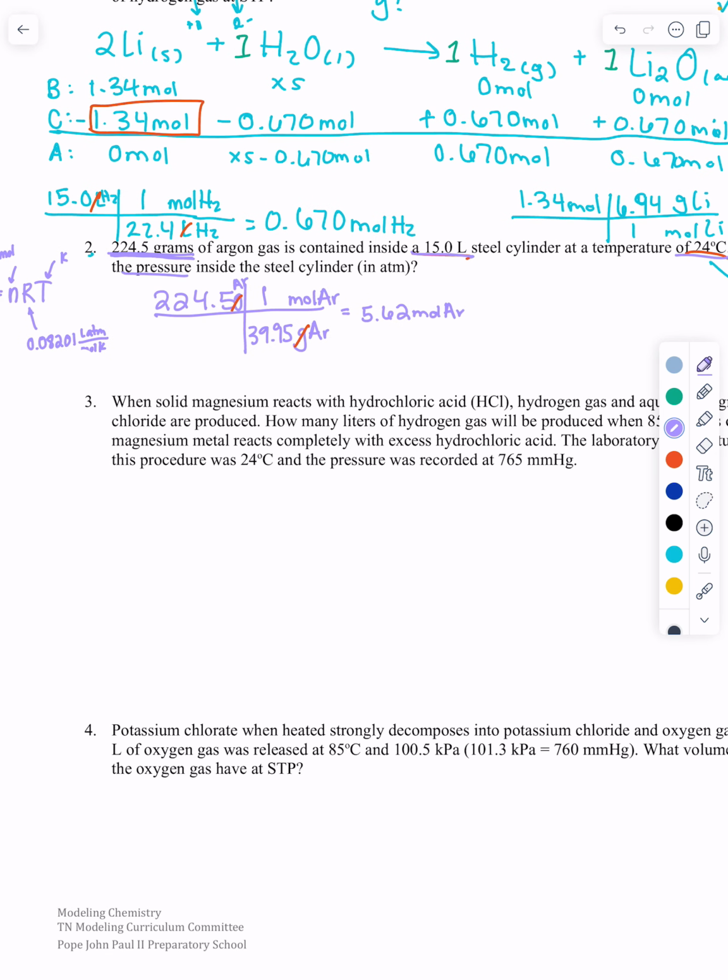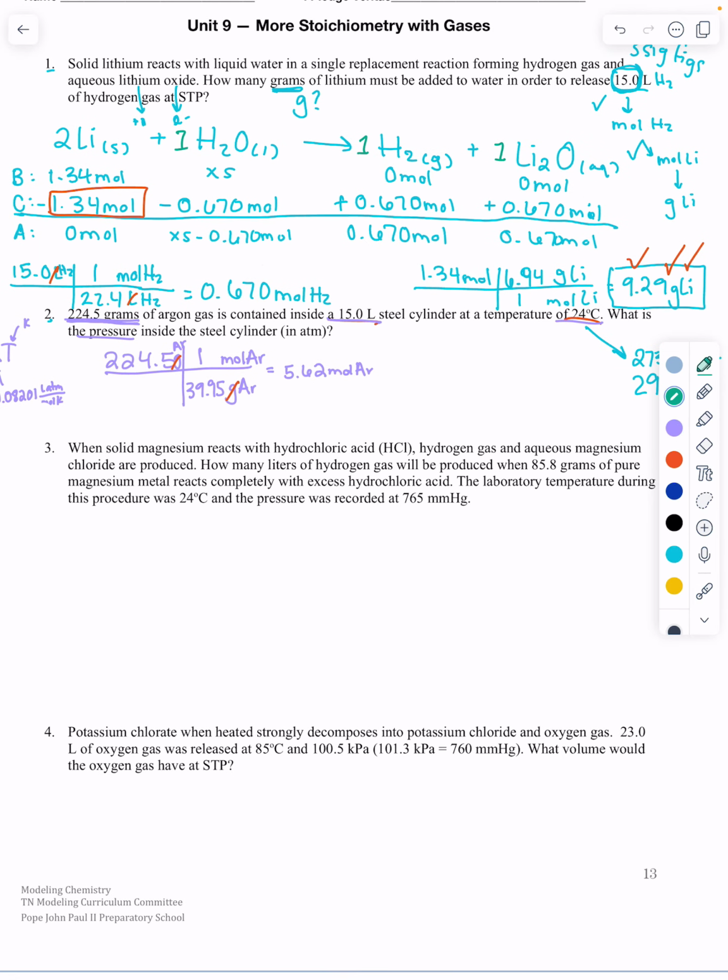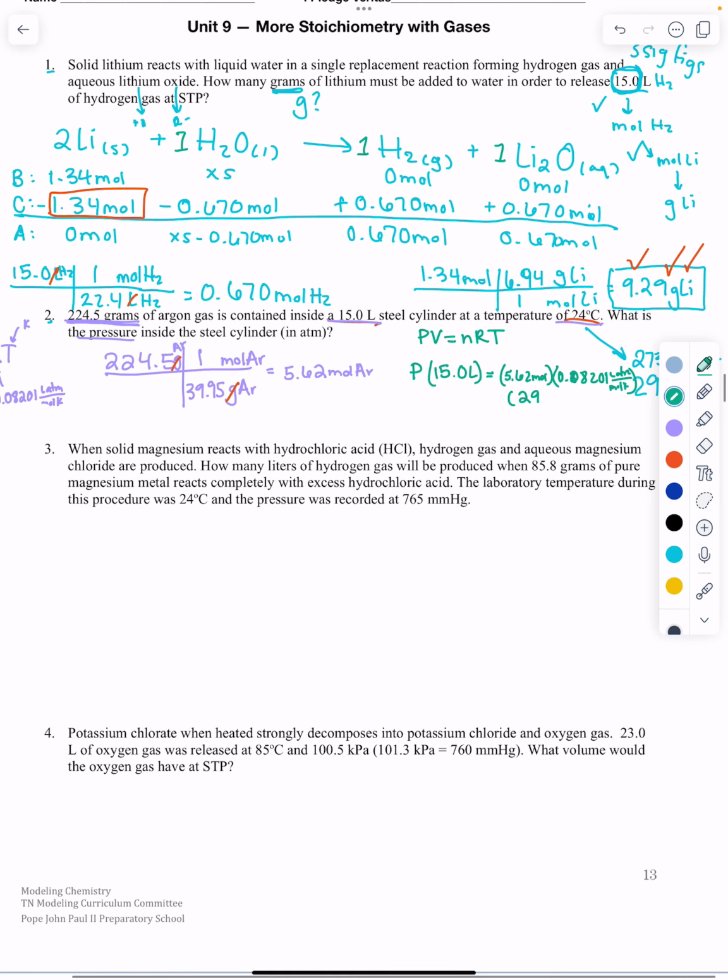Okay, so now I'm ready to plug everything into my PV equals nRT. So P is the value I'm solving for. Volume is 15.0 liters. N, my number of moles, is 5.62 moles. R is that same value that we just talked about. And it's always helpful to just write out your units every time so that you are sure that they match up. And then temperature is 297 Kelvin.